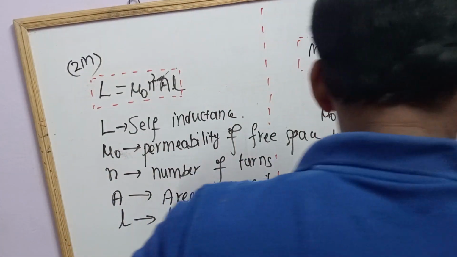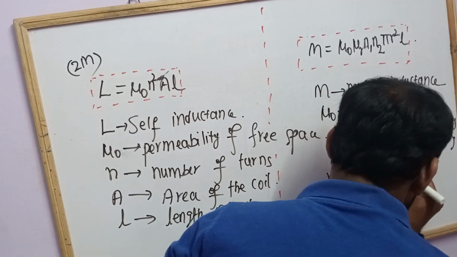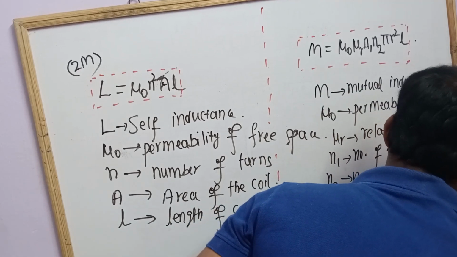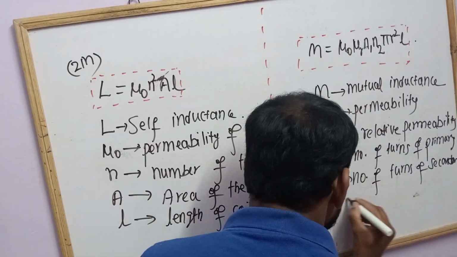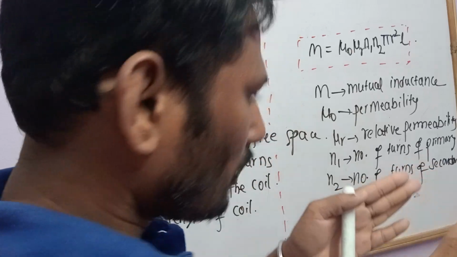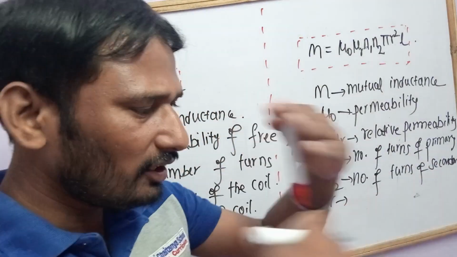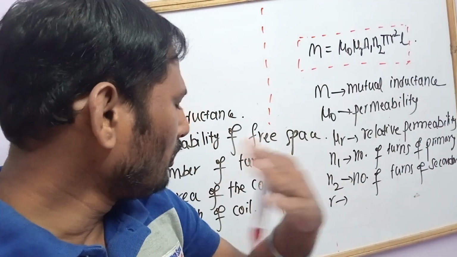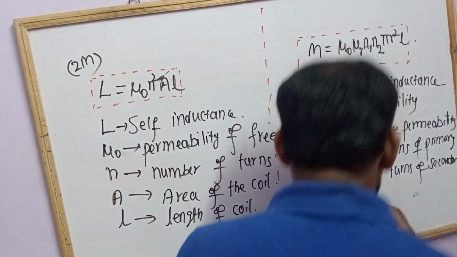So N2 is number of turns of the secondary coil. r is the radius of the coil. Both have mutual interaction. Primary coil, they will consider it as a primary coil only, but both are inserted and interact, both the coils are wound. So generally, the radius of the coil only we will take.